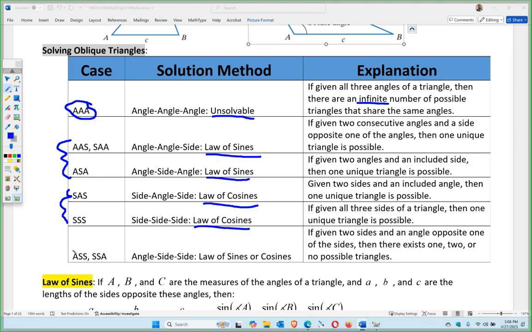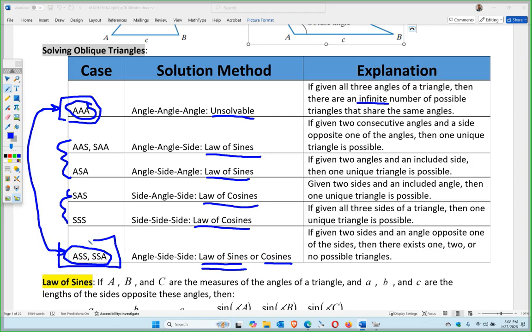The other case is the ASS case, or ass backwards, where you can use law of sines or cosines to solve those types of triangles. My recommendation is you just always use law of sines for the ASS case. The way to remember it is if your car breaks down, you call AAA and then they tow your ass backwards. Those are the cases you have to worry about, because this one never works. This one sometimes works. These ones always work, and those are all the different permutations of angles and sides if you have three of them.